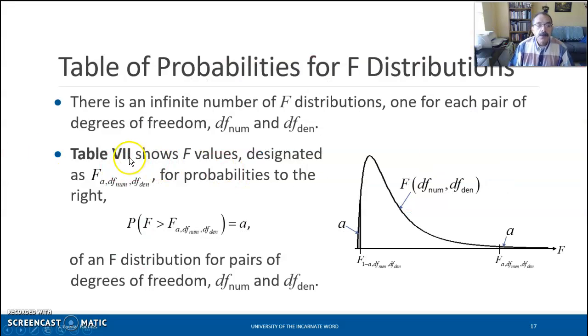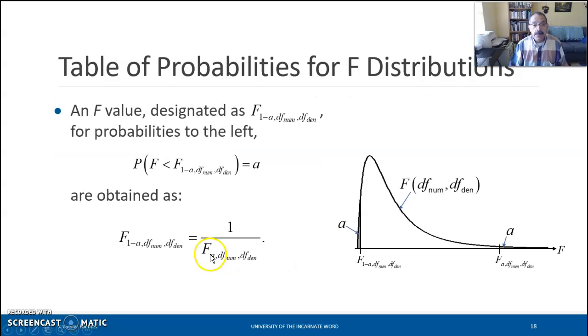Table 7, as I say, shows F values, and we're going to designate the values to the right as F sub A, degrees of freedom of the numerator, and degrees of freedom of the denominator. That corresponds to the probability to the right: for F values larger than this value, the probability is equal to A. And that holds for each pair of degrees of freedom, as we saw on the table.